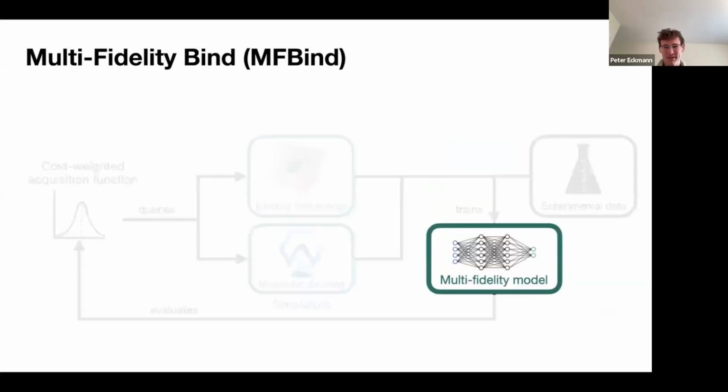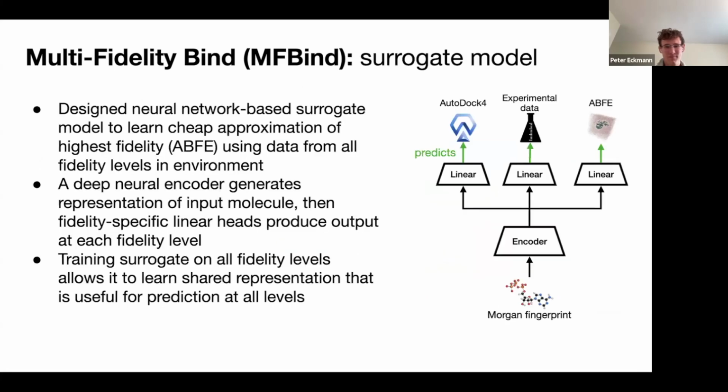So now we'll talk about the multi-fidelity model in our framework. We designed a neural network-based surrogate model to learn a cheap approximation of the highest fidelity, which is ABFE, using data from all the fidelity levels in our environment. So we have a deep neural encoder to generate a representation of the input molecule, and then fidelity-specific linear heads to produce an output at each fidelity level.